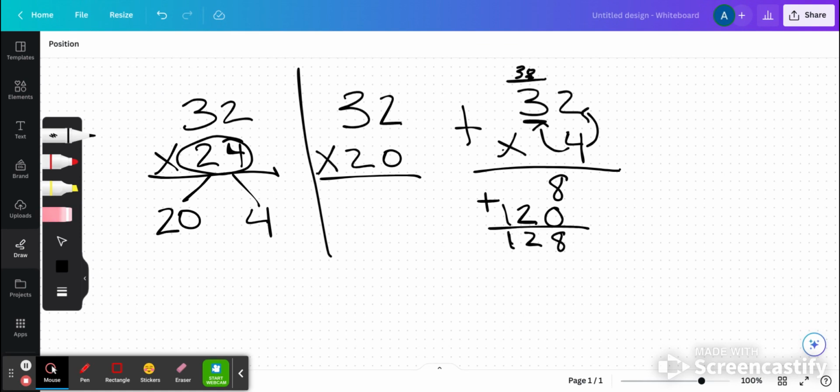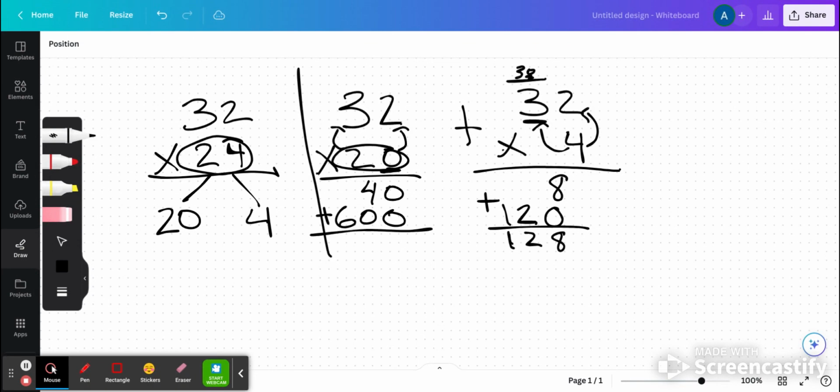Now we're going to go over here to 32 times 20. We're going to take our 20 and we're going to distribute it to the 2. 2 times 2 is 4, and we're going to add the 0 to the end of it. So 20 times 2 gives us 40. Now again, because we're going to the tens place, we're going to start a new row, add our 0, and we're going to distribute our 20 to the 3. 20 times 3 is 60. So the 0 will go in the tens place, and the 6 will go into the hundreds.